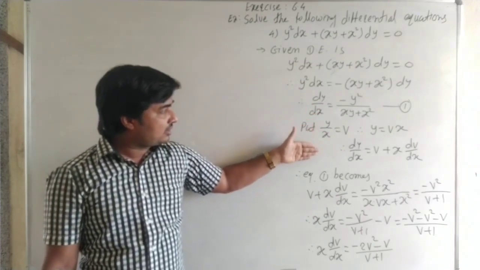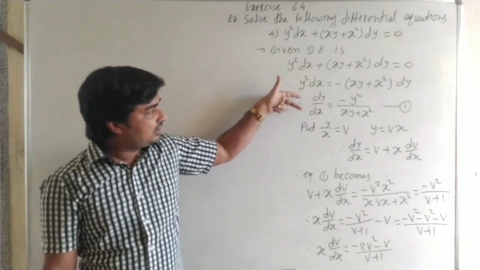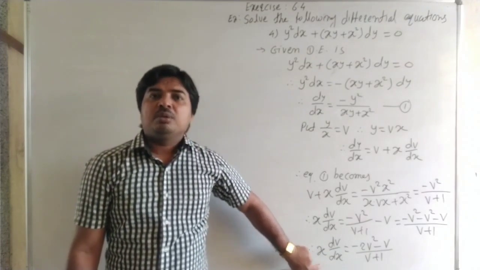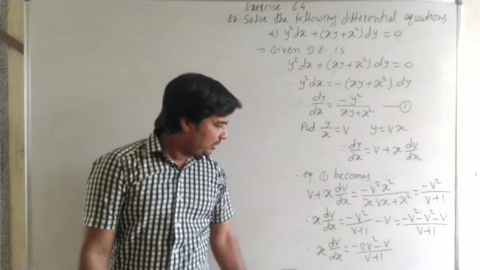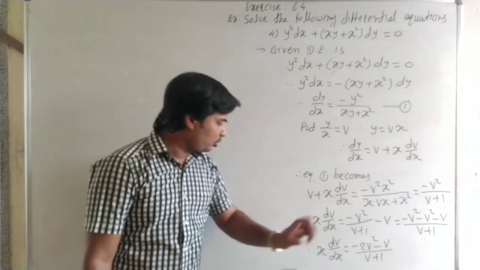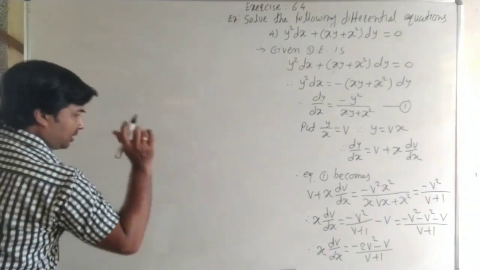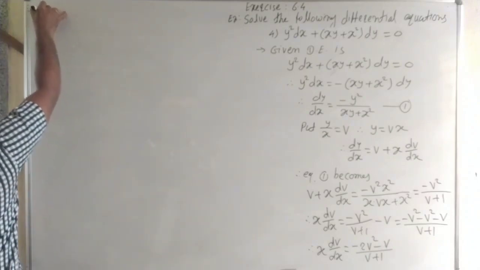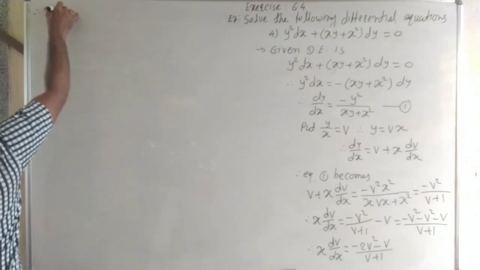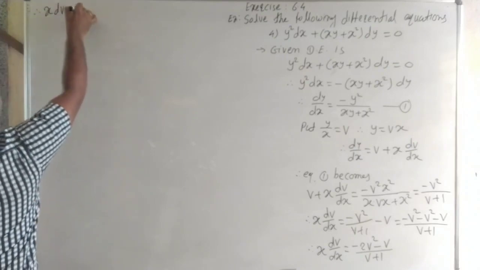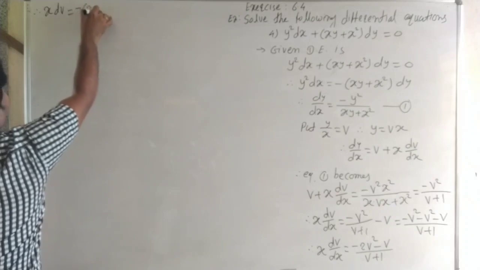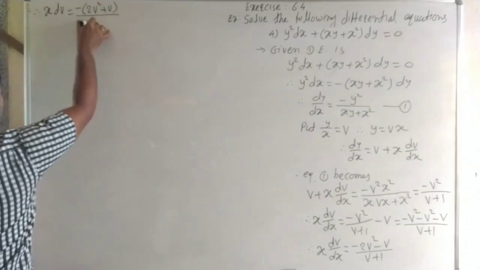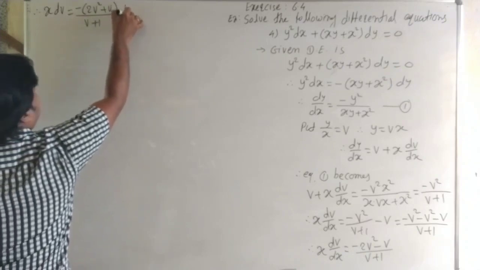So we put y by x equal to v, and by putting y by x, this differential equation reduces to the variable separable form. Now we separate the variables. First we separate the differential coefficients. See carefully this: x dv is equal to, we take minus common, (2v² + v)/(v + 1) dx.